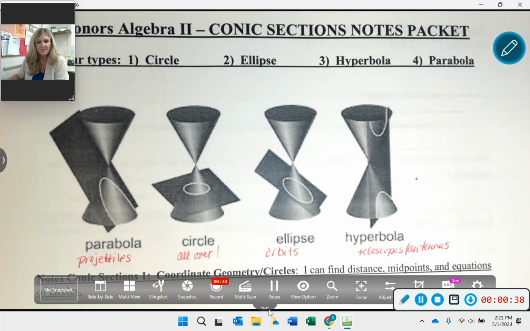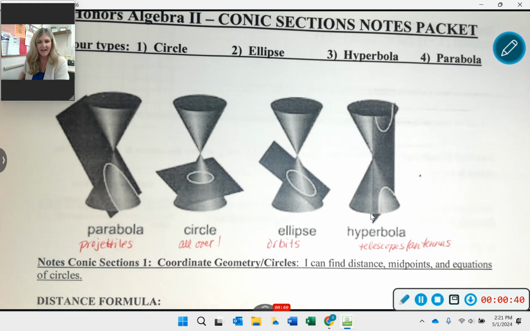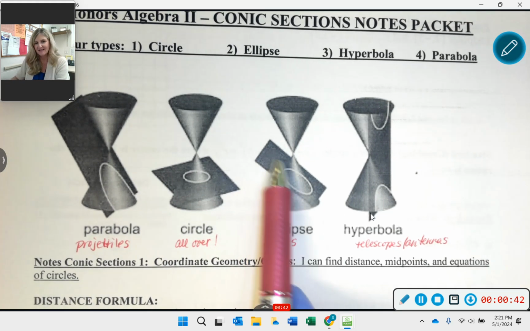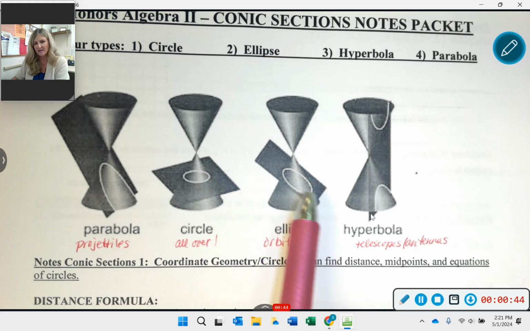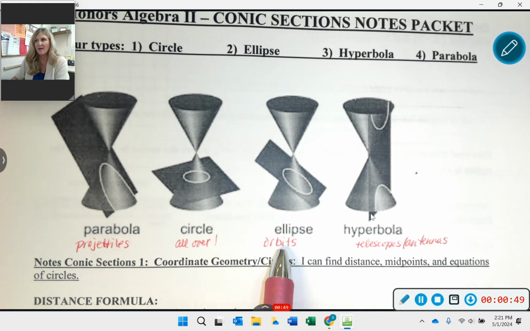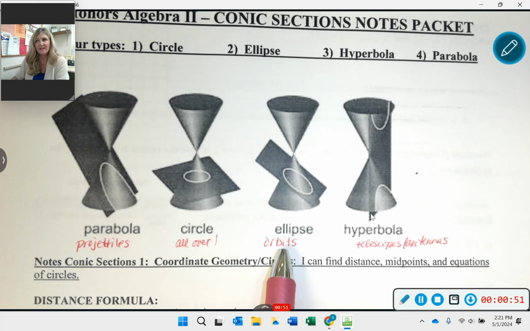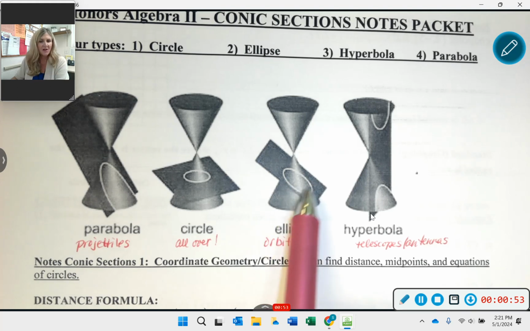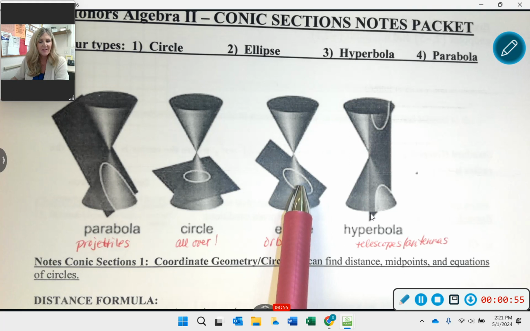Now, there are other conic sections that we can actually get. If we come in at an angle like this with the plane, then we can get a shape called an ellipse. Ellipses are what is formed when we have a planet that is orbiting something. They follow an elliptical pattern.